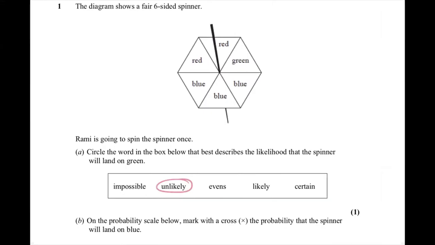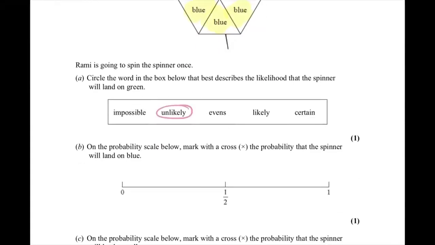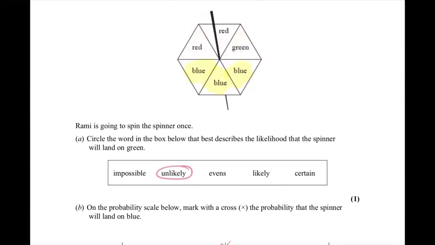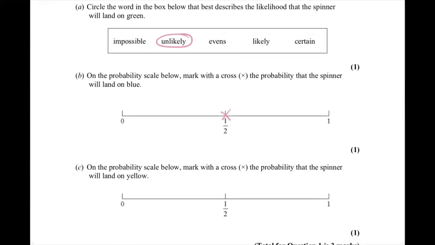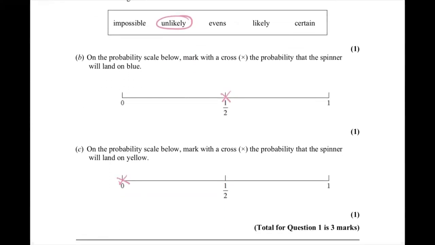We've got to mark with a cross that it will land on blue. Now, if we take a look, we have got half of the spinner blue, so we would mark that at a half. And then the probability of it landing on yellow. There aren't any that are yellow. Ignore my shading. There aren't any that are yellow, so that would be 0.